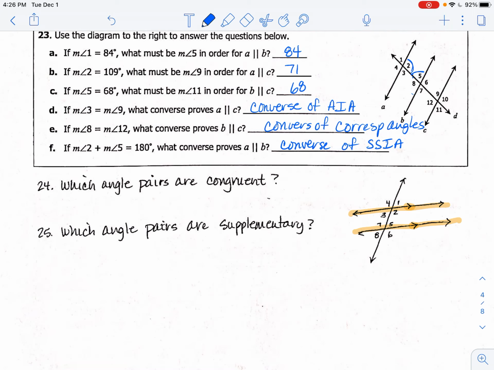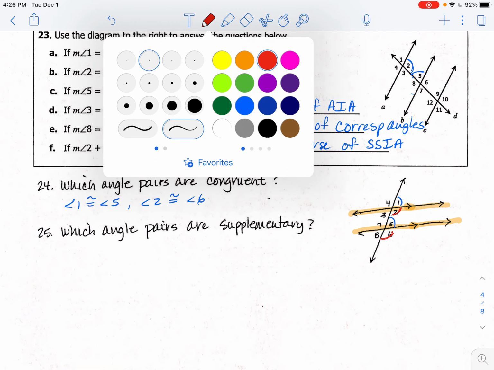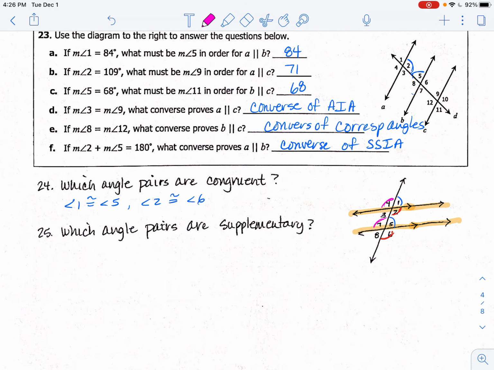So which angle pairs are congruent? Well, angle 1 is congruent to angle 5. Angle 2 is congruent to angle 6. These would be corresponding angles. 2 and 6 and 1 and 5 are both corresponding angles. Now on the other side of the transversal, we could look at angle 4 corresponds to angle 7. Also, angle 3 corresponds to angle 8.